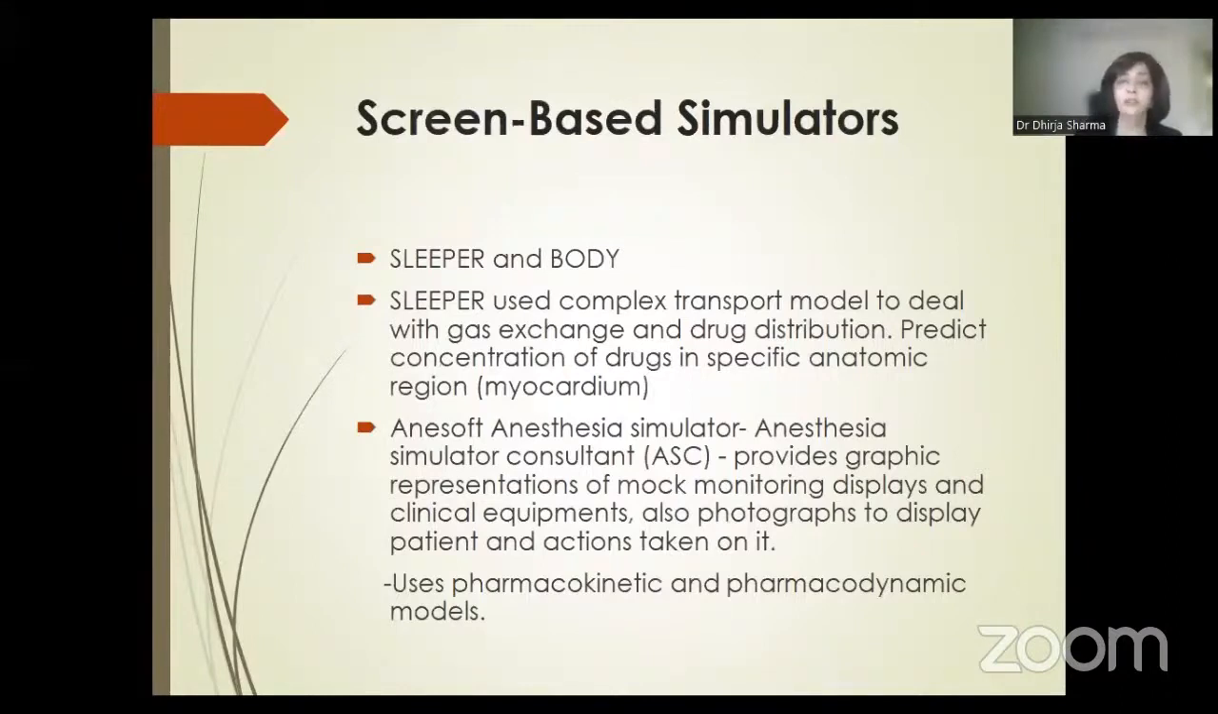Sleeper uses complex transport models to deal with gas exchange and drug distribution, and they predict concentration of drugs in specific anatomic regions, for example in the myocardium. The ASC provides graphic representation of mock monitoring displays and clinical equipment, and also photographs to display the patient and the action taken on it.